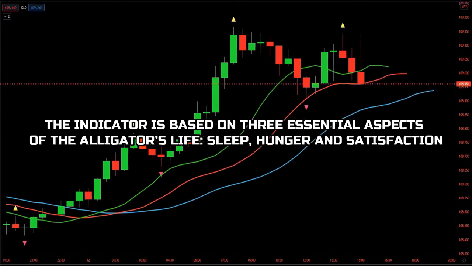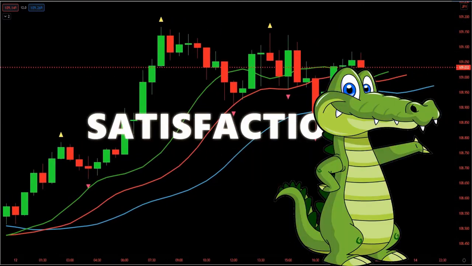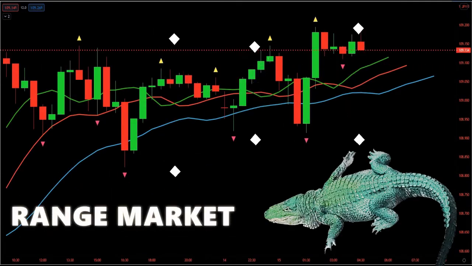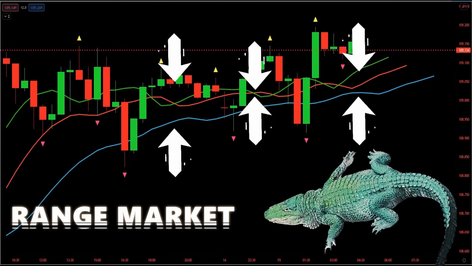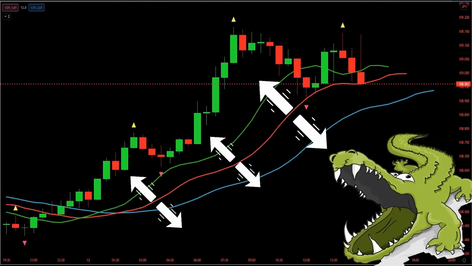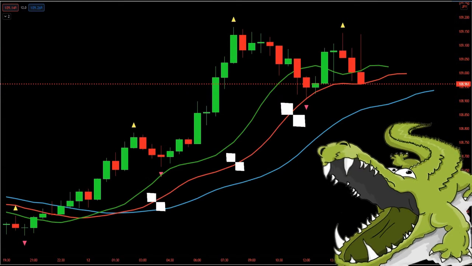The indicator is based on 3 essential aspects of the alligator's life: sleep, hunger, and satisfaction. If the beast is asleep or satisfied, the moving averages will move close to one another, suggesting lack of market activity. If the beast wakes up, the moving averages will start to move away from one another, suggesting the start of a new trend. This is the right time to initiate trades.